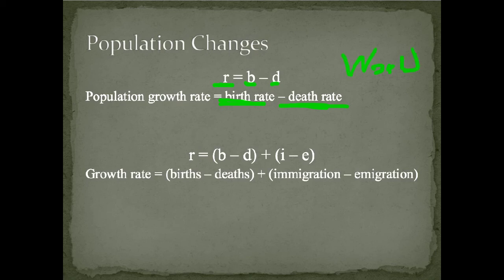But what if we wanted to just look at one country? What could happen to that one country that really wouldn't happen to the world? Yeah, you could have people coming in or leaving. So when you calculate the growth rate of a country, you have to consider the births and deaths, but you also have to consider the immigrants, people coming in, and the emigrants, the people leaving. So people coming in, people leaving. And to calculate the growth rate of a country, you would do the births minus deaths plus the immigrants minus emigrants.